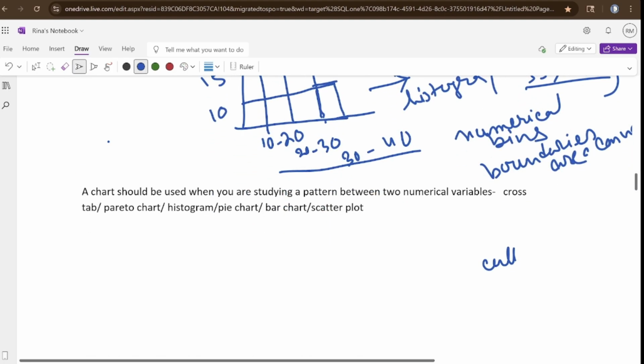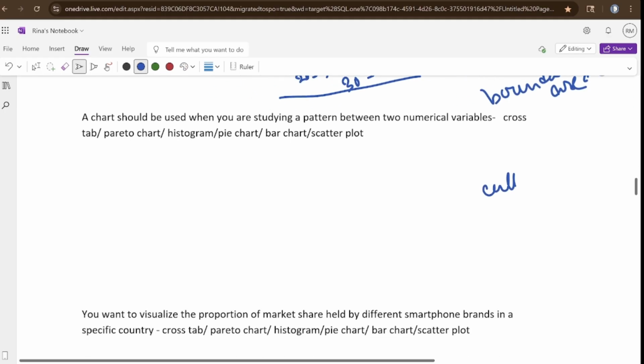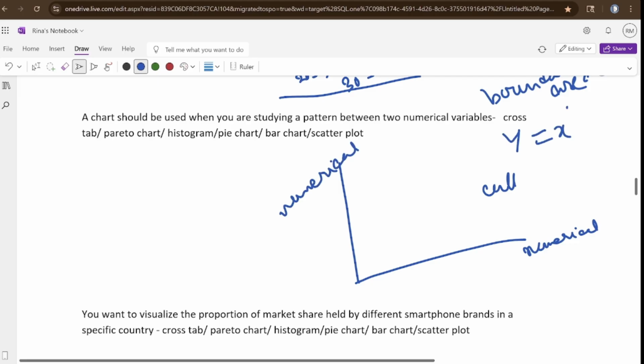A chart should be used when you are studying a pattern between two numerical variables. That means here let's say some numerical number, and here also you have some numerical digit. It's like y equal to x square plus 2. So x is also a numerical, y is also a numerical. So you want to see what is their relationship. So you just plot in this way. This is known as scatter.